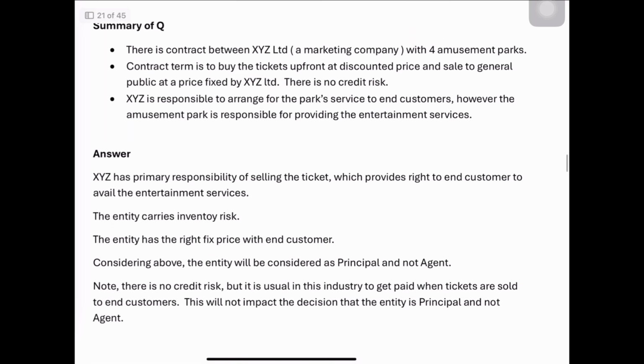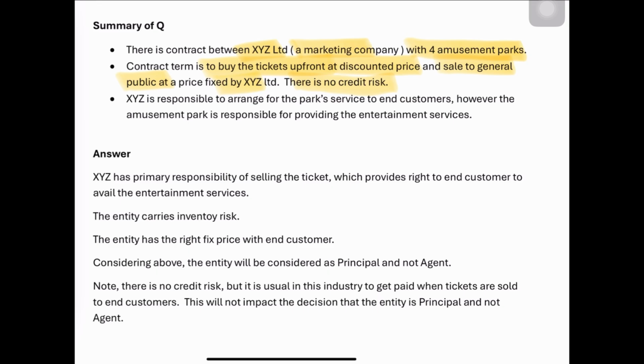there is a contract between XYZ Limited, a marketing company, with 4 amusement parks. The contract term is to buy the tickets upfront at a discounted price and sell to the general public through online mode at a price fixed by XYZ Limited and not by the amusement park. Here also there is no credit risk, because as per the industry practice, the cash will be collected at the time of sale of the tickets to the end customer.